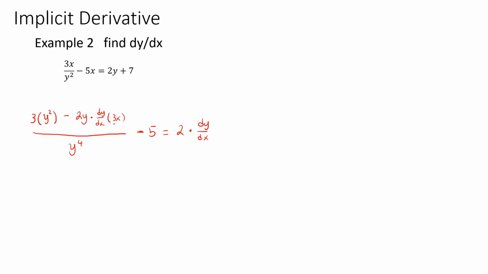Now we're going to try to isolate and solve for dy over dx. The first thing I'm going to do is try to get rid of this denominator, so I'm going to multiply the entire equation by y to the 4th. So in the first term, your denominator will disappear, leaving you with 3y squared minus 6xy dy over dx, minus 5y to the 4th, because you need to multiply this term, equal to 2y to the 4th dy over dx.